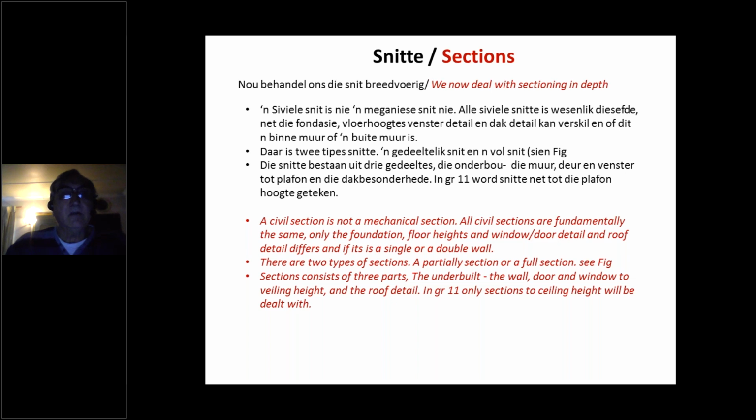A section consists of three parts. There's an underbuild, the foundation up to the floor. There's a wall where there's a door and a window into it. And then there's a ceiling height and a roof detail. Now in grade 11, your sections only go to the ceiling height, and that's what we will now do. We will not do the roof detail as well.